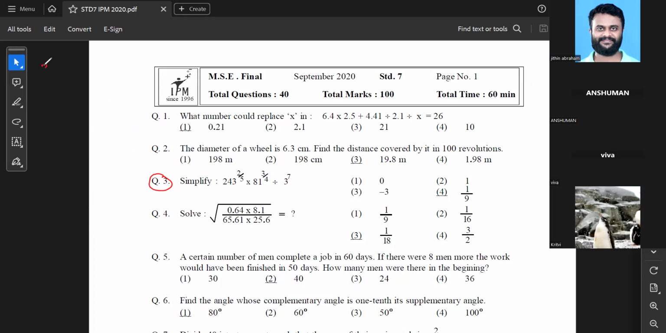So speaking about this 243, if I'm breaking it, this can be written as 3 multiplied by 81. And this 81 is 9 into 9. So I break this as 9 multiplied by 9.